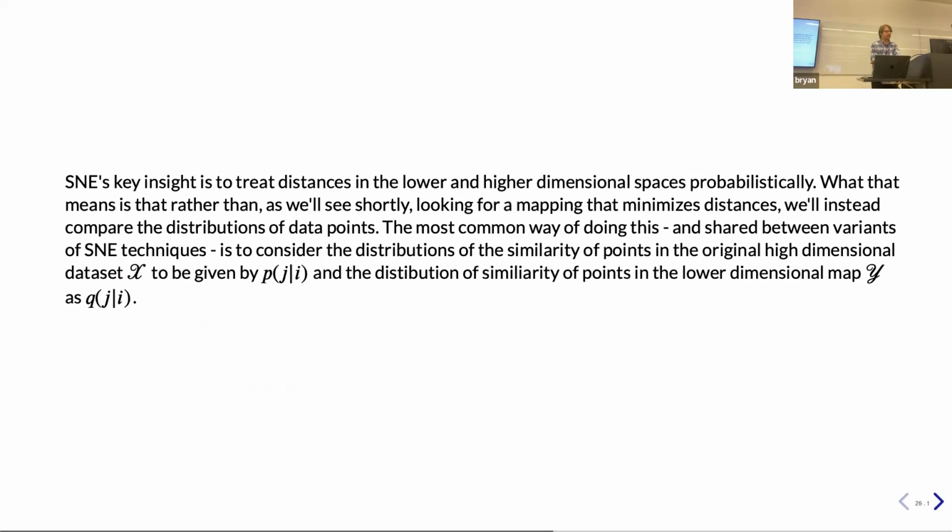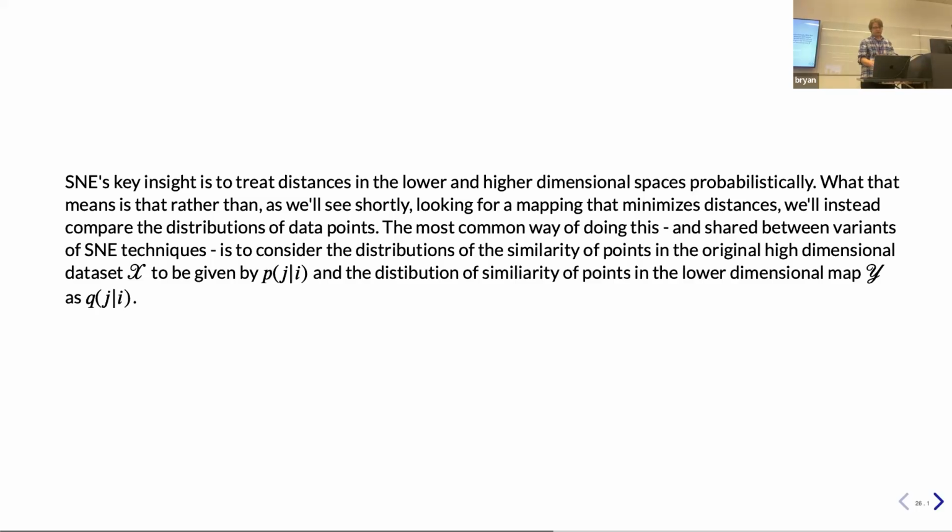Okay, so the key insight is that we're treating the distances in the lower and the high dimensional spaces probabilistically. So we're not looking for just a mapping that minimizes Euclidean distances between points. What we're looking for is a mapping that minimizes some distance between the probability distributions around those points.